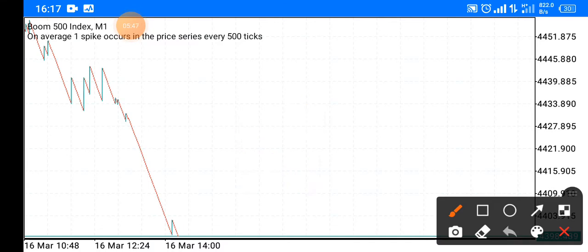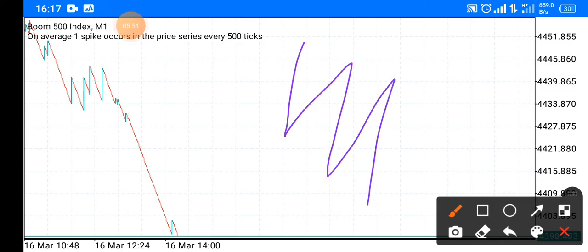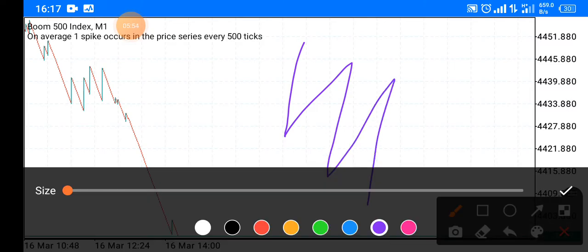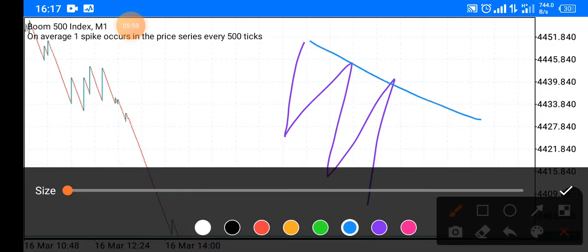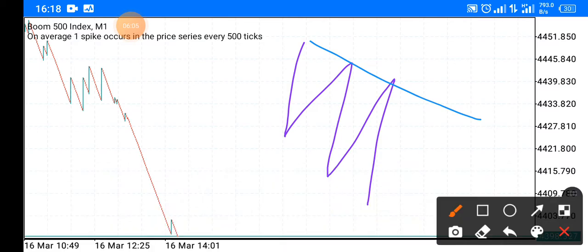Let me draw this again. We're in a downtrend, right? Let's take for example you draw your trend line somewhere in here. When you see the market pulling back to this trend line with a flag, when it reaches this trend line here, it's most probably going to reverse there because we have a flag in a downtrend.